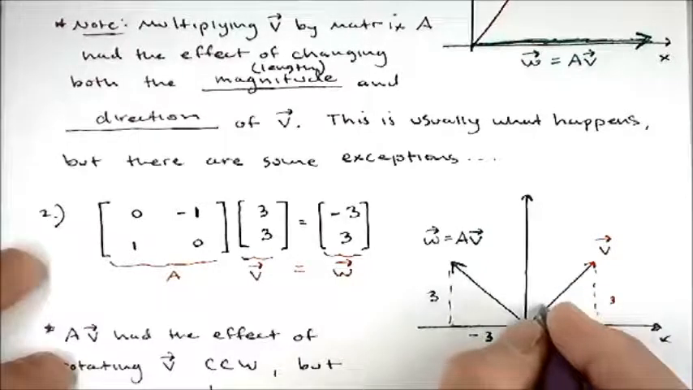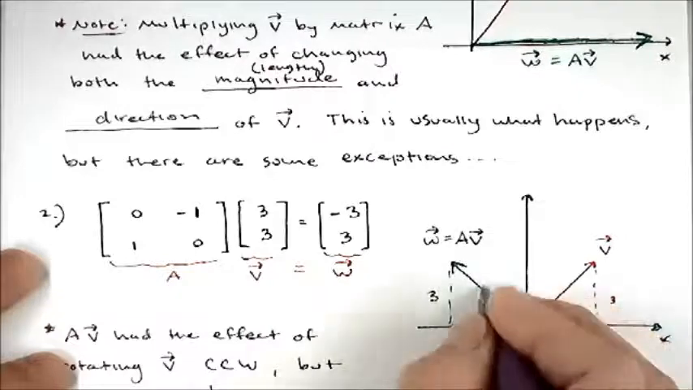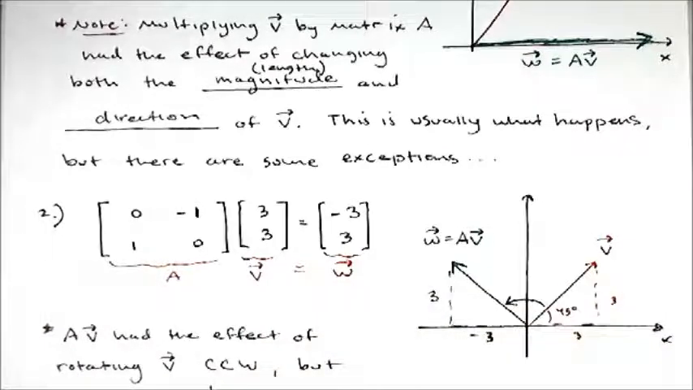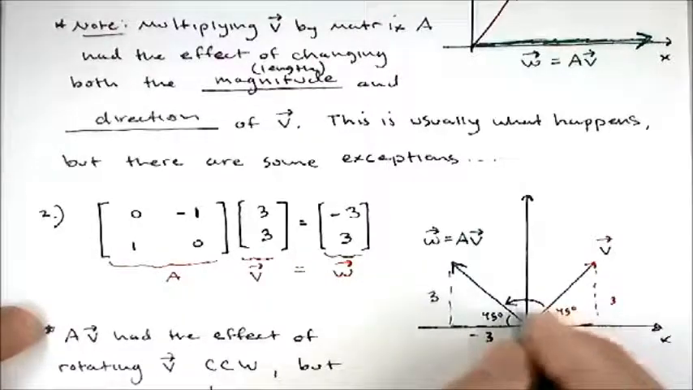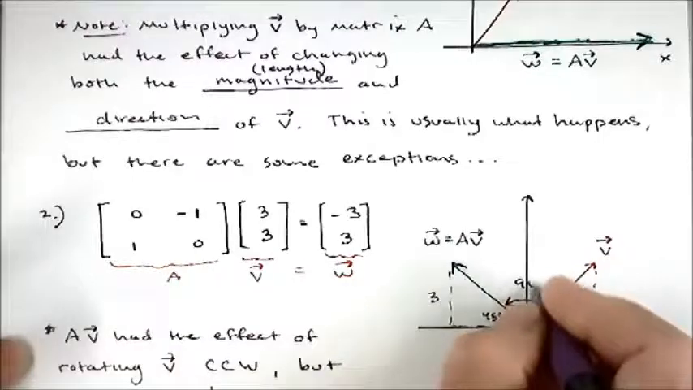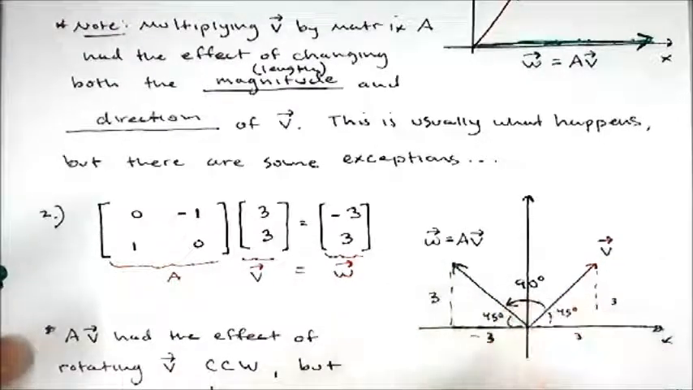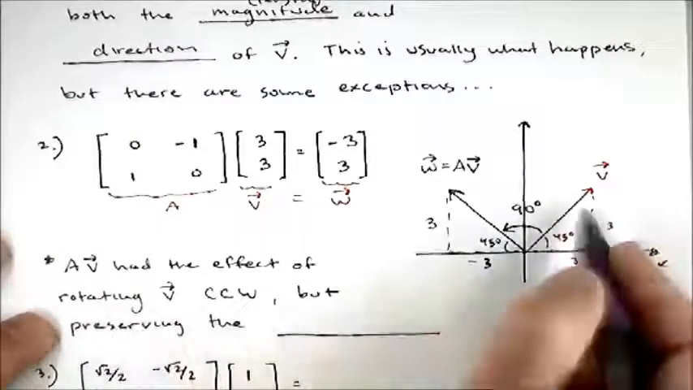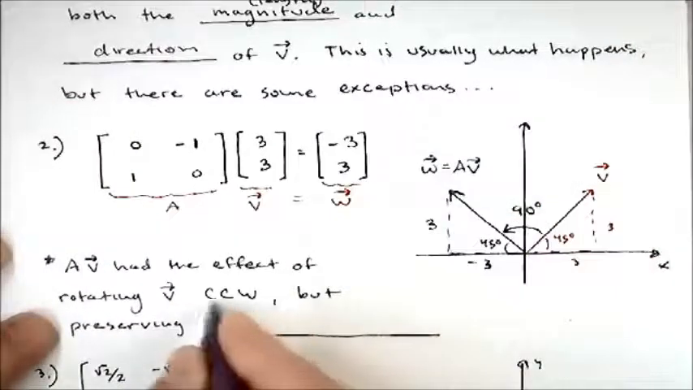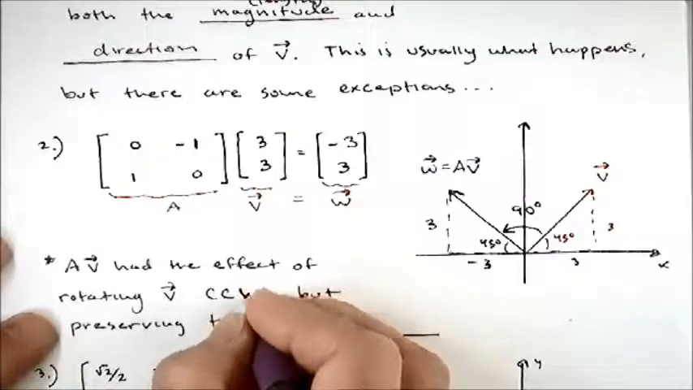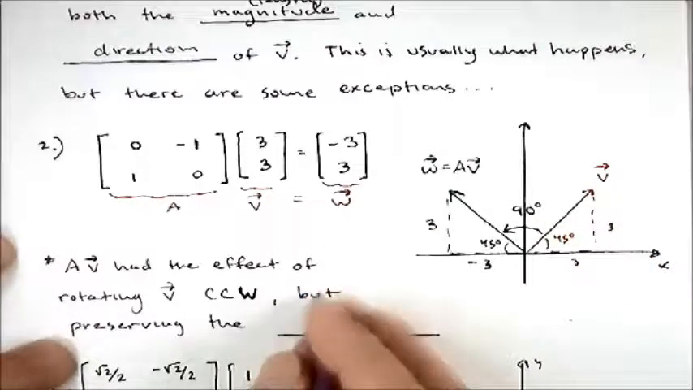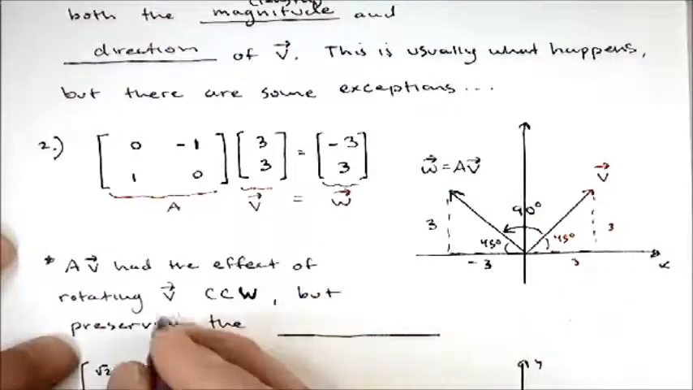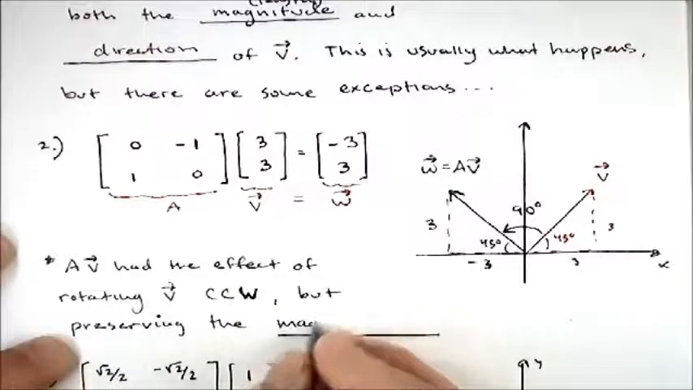One way to describe it is you could say it rotated this vector V by how much? Because remember this angle here would also be 45 degrees. So what would that be? That would be 90 degrees, because this is 45, that's 45. So we could say that A times V had the effect of rotating V, CCW, counterclockwise, that was my shorthand notation, counterclockwise by 90 degrees, but preserving the magnitude, meaning the magnitude stayed the same. It was preserved.